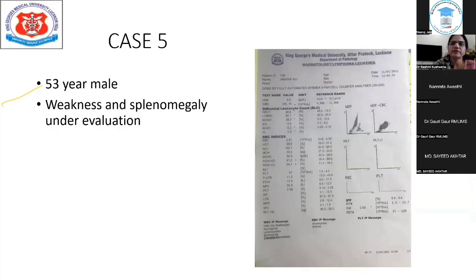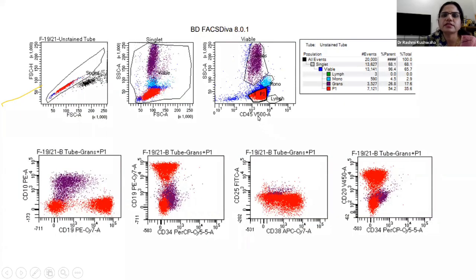This is case 5. Here we decided to gate on CD45 versus side scatter. So most of the population we are getting is a single cluster here. We gated it into this P1 gate, the population of interest. These cells are brightly positive for CD19 and absent for CD10. As I told you, for CD10 the internal control is the granulocytic cells. These granulocytic cells are brightly positive for CD10, so when compared, our population is CD10 negative.